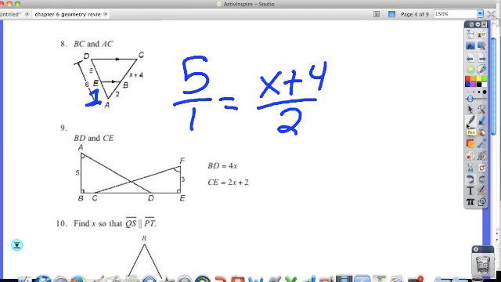5 times 2 is 10 equals x plus 4. I feel like I just saw that somewhere. That's the great thing about proportions.